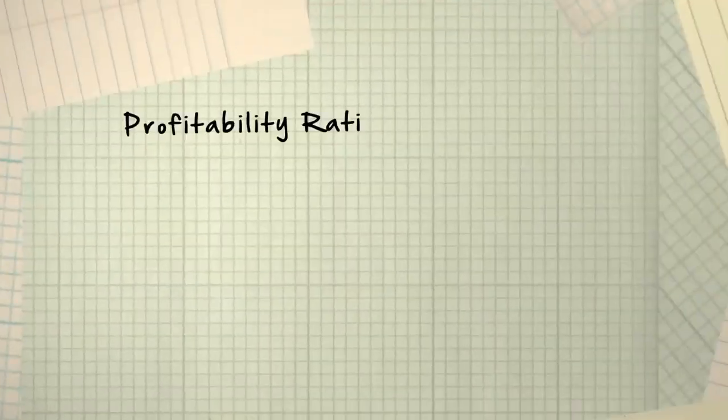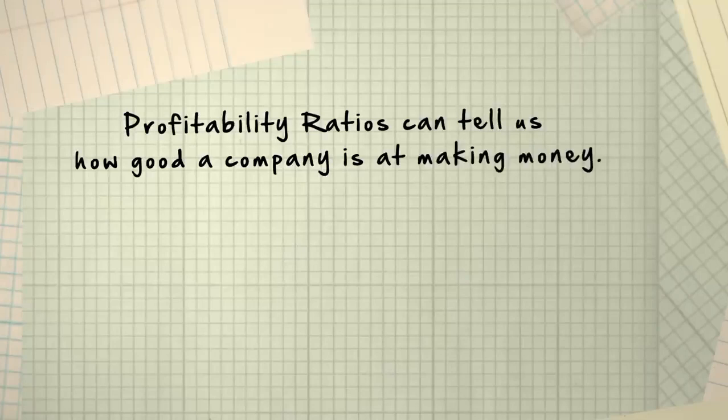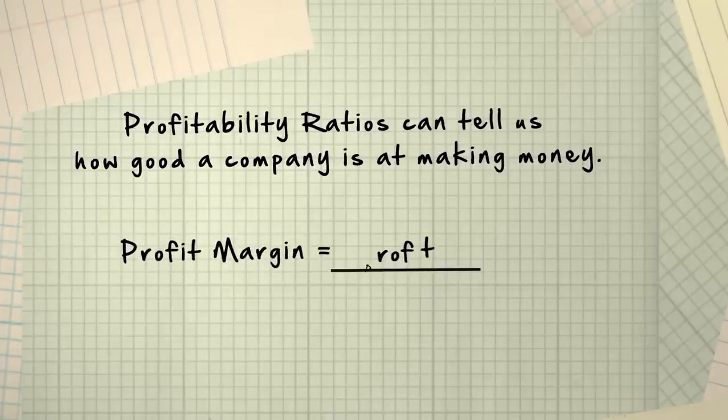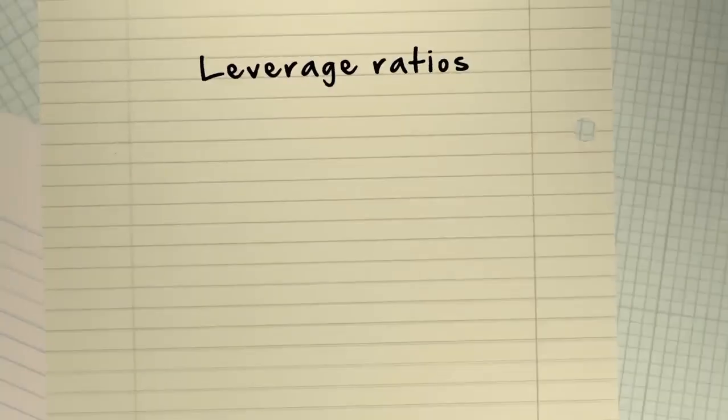Now moving on. Profitability ratios can tell us how good a company is at making money. An example of this is the profit margin ratio. This tells us how much profit your company earns compared to your company's sales. Normally, a higher number is better, because you want to earn more profit for every $1 of sales that you get. And finally, what about leverage ratios?